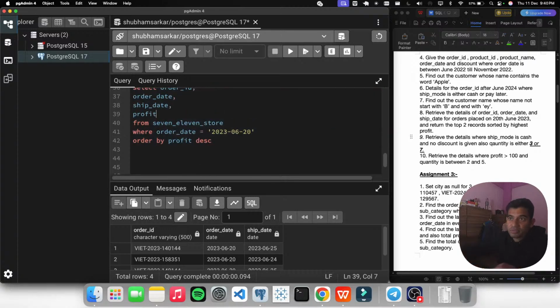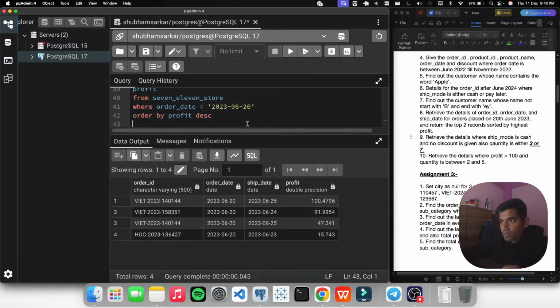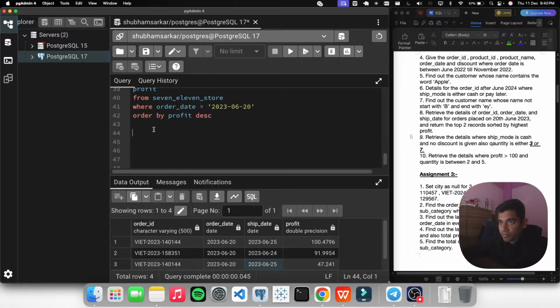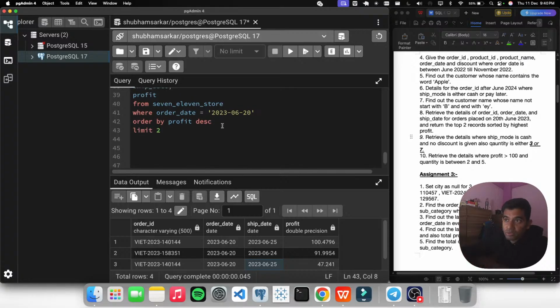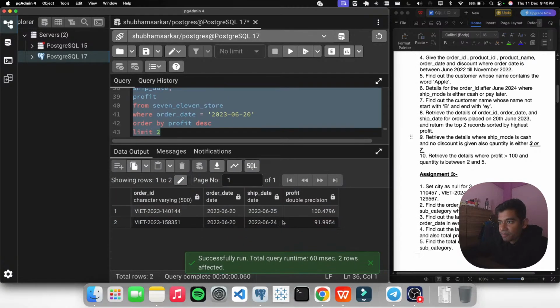Let us see the profit as well. What profit do they have in this? We can see these are the profits for the order IDs. But we only have to find the top two, so I am doing limit 2 here. When I execute it, I find the data having a good amount of profit.